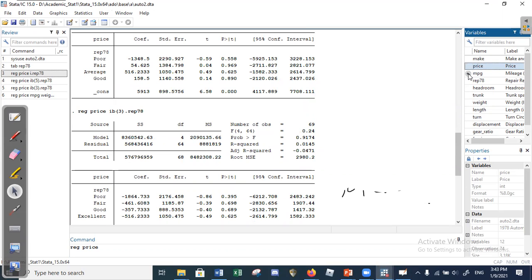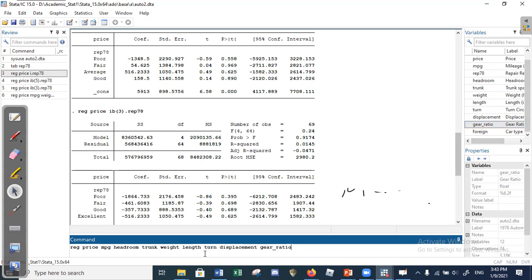For the time being I would keep it a little bit shorter. Let me take initially quantitative variables so that I can come to the qualitative variables later. Let me take MPG, headroom, trunk, weight, length, turn, displacement, gear ratio, right? 1, 2, 3, 4, 5, 6, 7, 8. Let me take the 8 quantitative variables from MPG to gear ratio, leaving for the time being rep 78 and foreign, and fit a model.